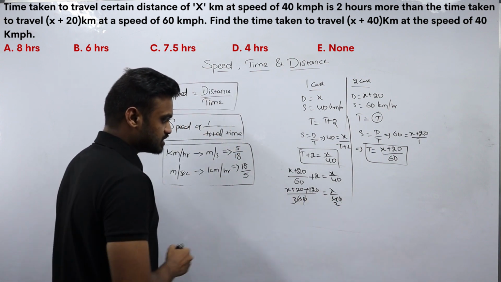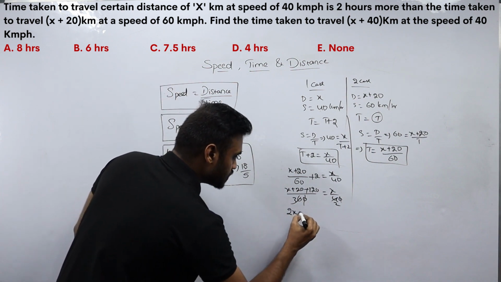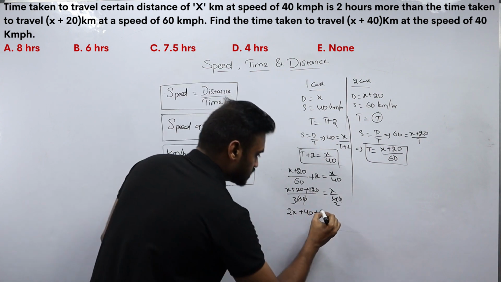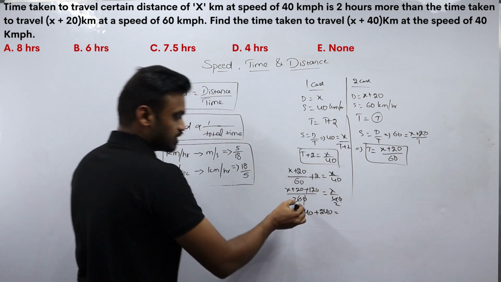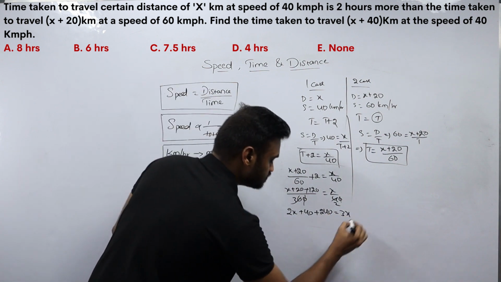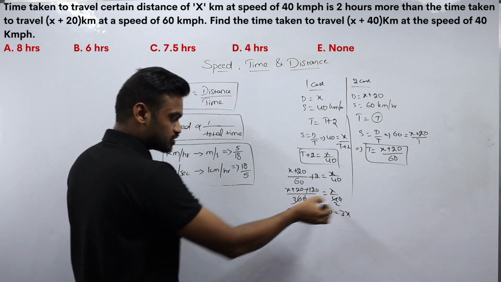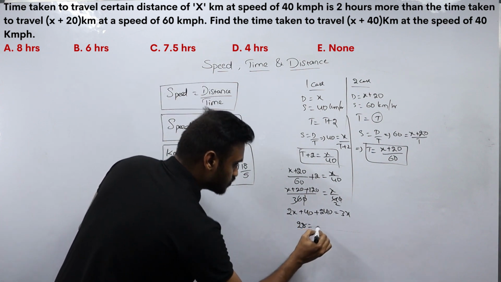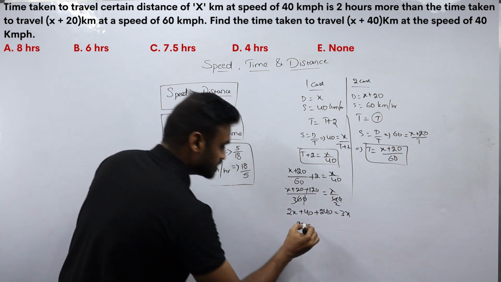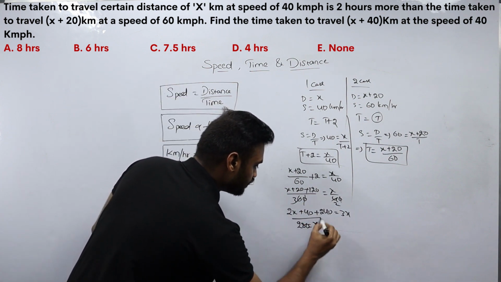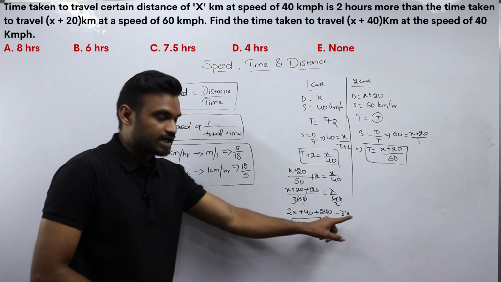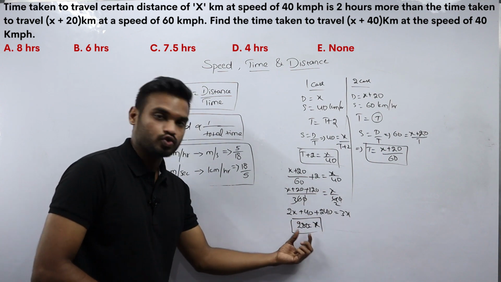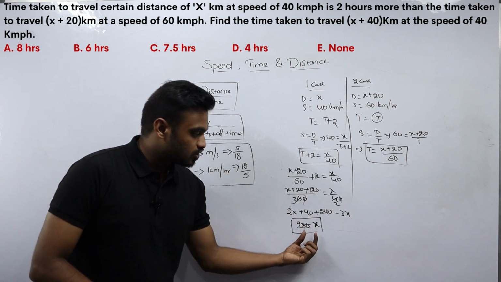So if I cross multiply this, I will get 2x plus 2 into 20, that is 40, plus 2 into 120, that is 240, equal to 3 into x, that is 3x. Now if I send this 2x to the right hand side, I will get 240 plus 40, that is 280, equal to 3x minus 2x, that is x. I am sending this 2x to the right hand side, so I get 3x minus 2x, that is x, and also 40 plus 240, that is 280. Now we have found the value of x.